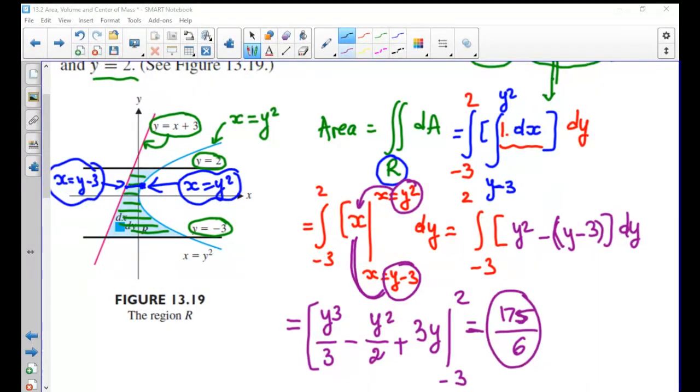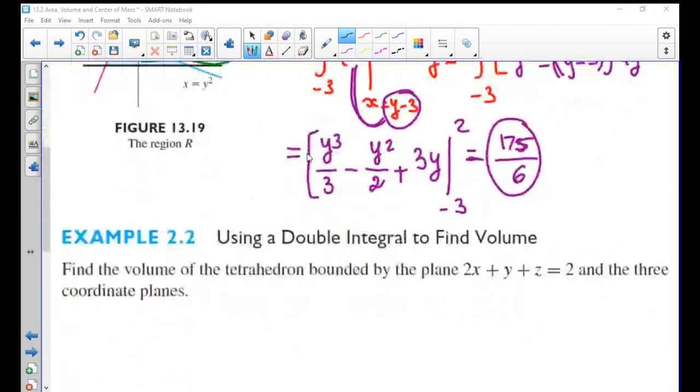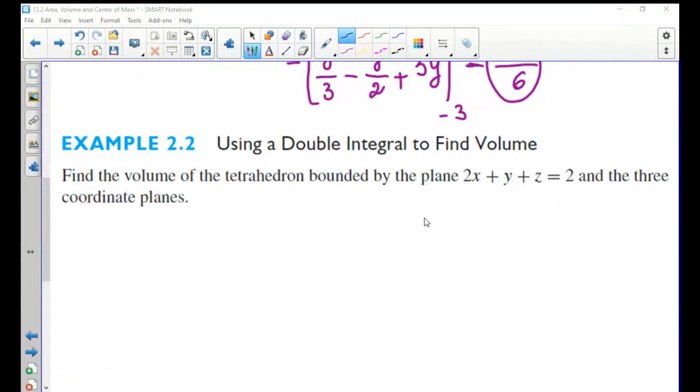is square units, whatever the units are. This is obviously 20, yeah, 29 point something. All right, no problem. You can do that without too many problems. So that is an example of using double integrals to find the area of a region R. Now, using double integral to find the volume.